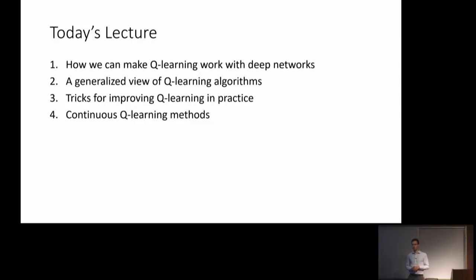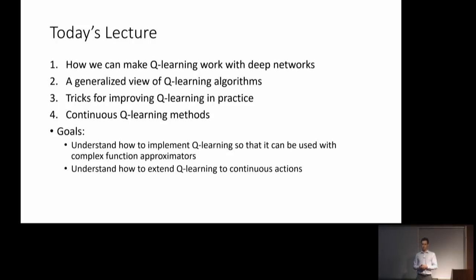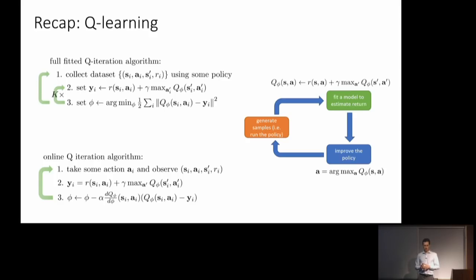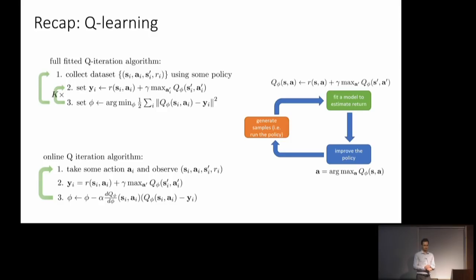And then we'll talk about how Q-learning style methods can be extended also to continuous action spaces, and there are a few different choices for how to do that. So the goals for today's lecture will be to understand how to implement Q-learning so that it can be used with complex function approximators like deep neural networks, understand how to extend Q-learning to continuous actions, and talk about a few other practical considerations.